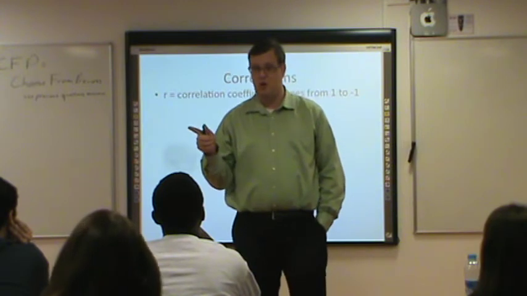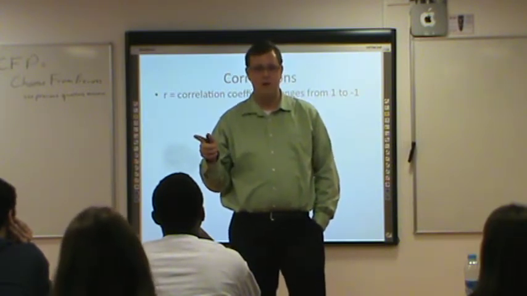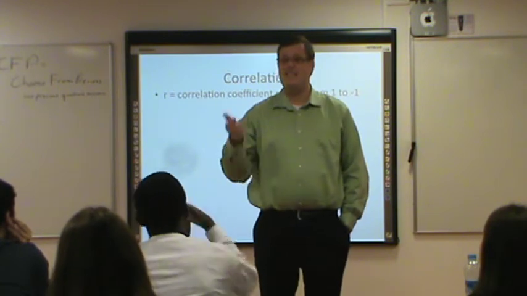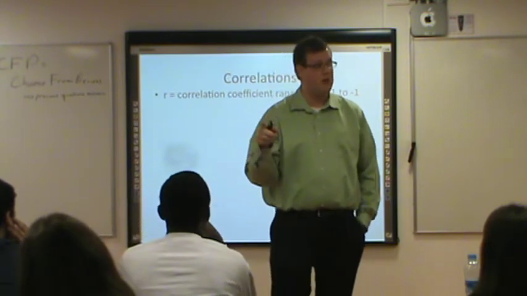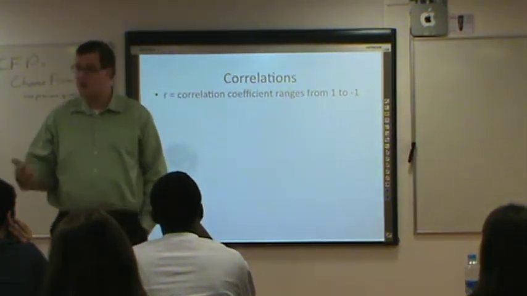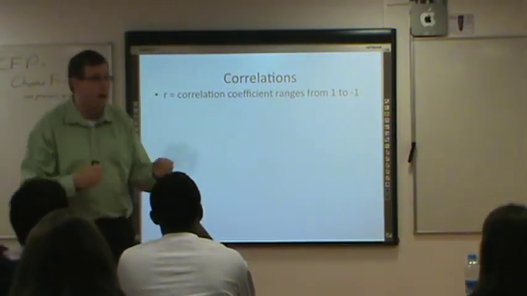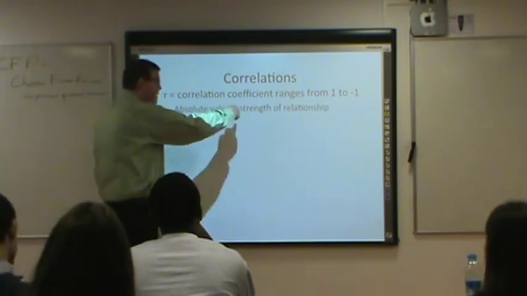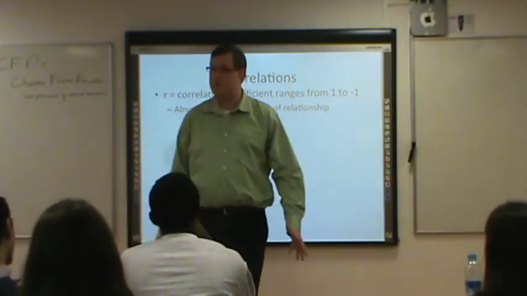We have a perfect correlation. How about a -1? Is this an imperfect correlation? It's also a perfect correlation. So a correlation of 1 and -1 are perfect correlations, meaning that there's a very, very strong correlation. So the absolute value is going to indicate the strength of a relationship.